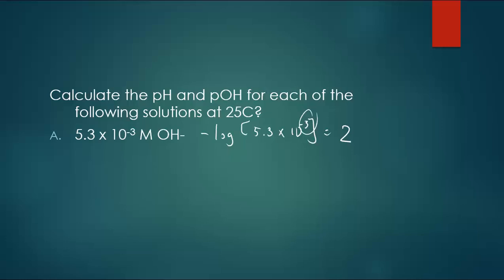I thought it was just log, not negative log. No, it's negative log. 2.3. If you're using just log without the negative, then you're getting negative numbers, which is fine. Just make them positive. All the negative is doing is making it positive. 2.3? Yeah. Okay, but that's not the answer. That's the pOH. I want the pH.